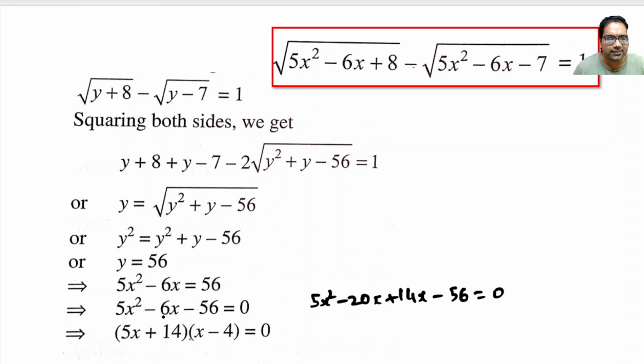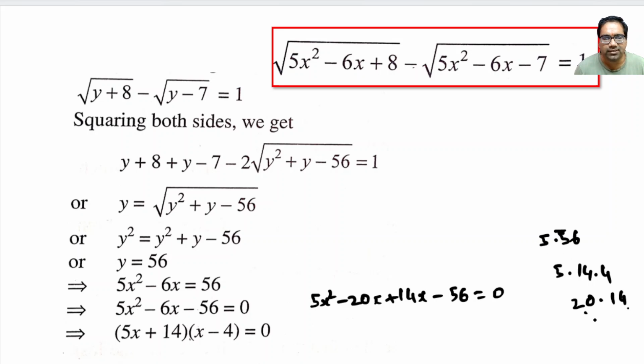We have to divide this 6 into two parts so that the sum of them is minus 6 and the product of them is 5 into 56. What is 5 into 56? It is 5 into 14 into 4, that means 20 into 14. So minus 20 plus 14 is minus 6, which is what we are writing.